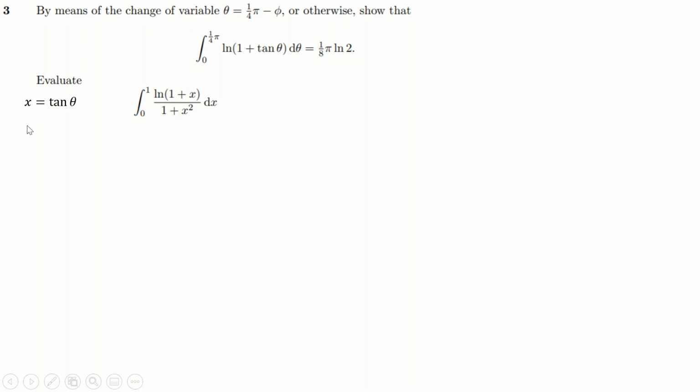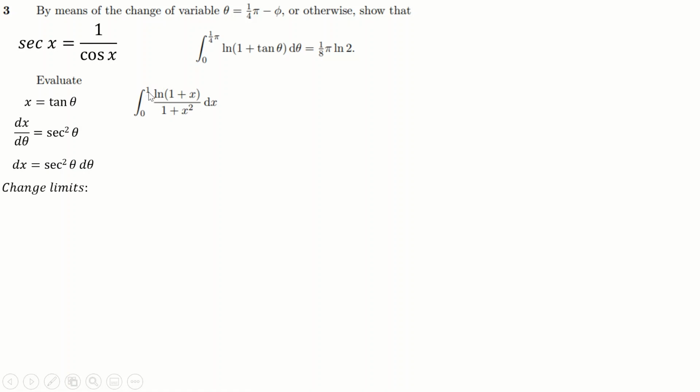Now, of course, this means dx by d theta is sec squared theta. That's the result you just need to know. And of course, sec squared is 1 over cos squared, which means dx is sec squared theta d theta. So I'm ready to replace that with this thing here. Of course, I'm ready to replace the x's with tan thetas, but the last thing I need to change is the limits, just like last time.